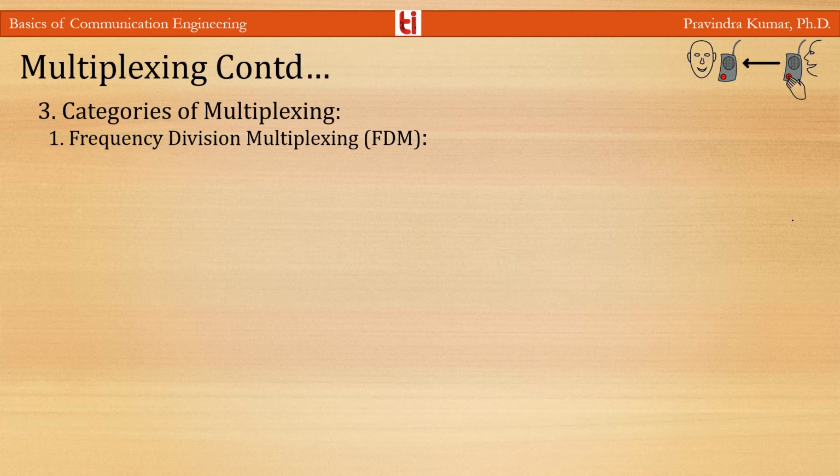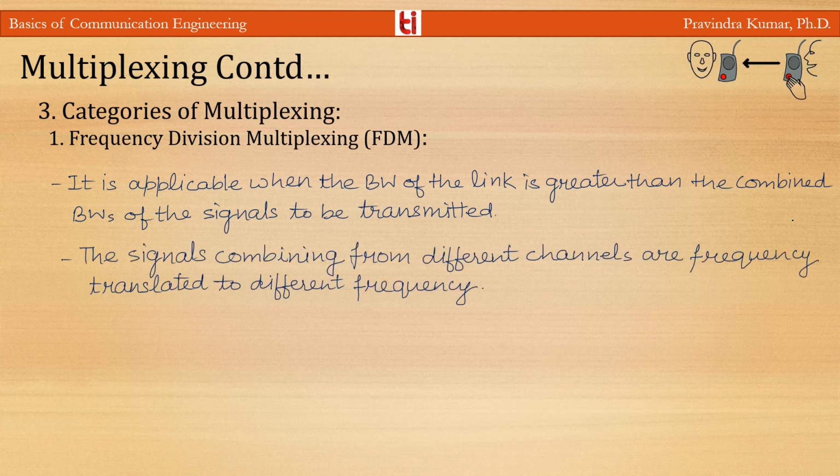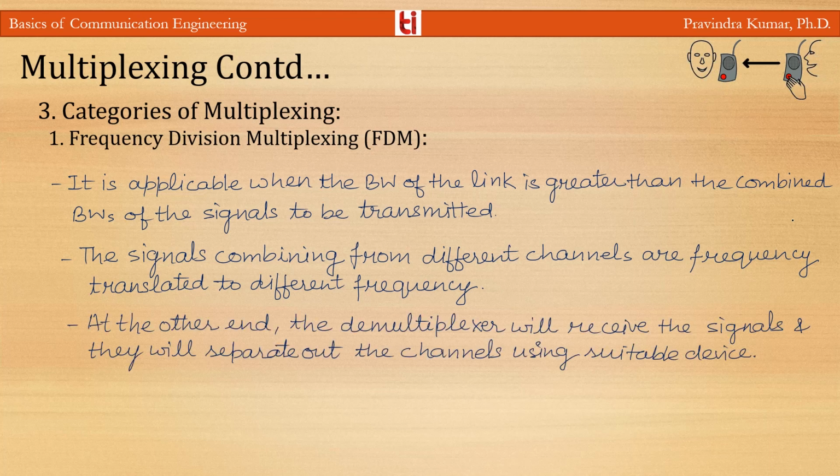It is an analog multiplexing technique. It is applicable when the bandwidth of the link is greater than the combined bandwidth of the signals to be transmitted. It is an analog multiplexing technique that combines analog signals. Here n channels, 1 to n, are multiplexed and sent simultaneously through the same medium, and the signals from different channels are frequency translated to different frequencies. At the other end, the demultiplexer will receive the signals and separate out the channels using a suitable device.